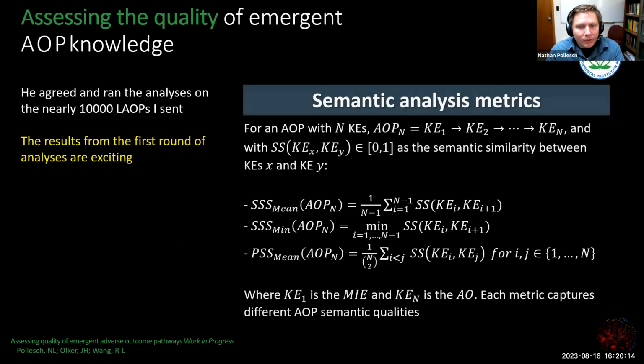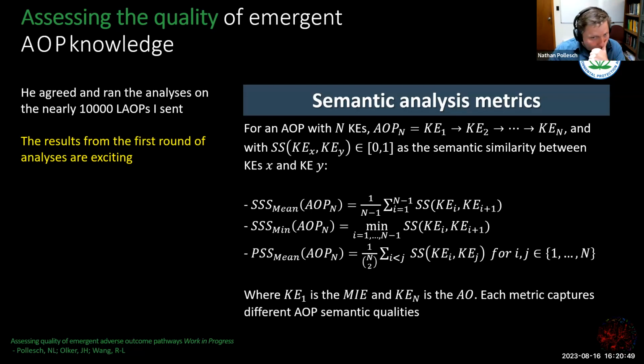So for us, there's a couple of different metrics that we're looking at here. And part of the reason we're doing this is because with semantic similarity, you can look at the semantic similarity score of key events that are sequential or related or directly upstream or downstream from each other, but you can also look at key events that are across the entire AOP, whether they have a KER between them or not. And so part of what we are investigating is which of these metrics actually is most useful for looking at the quality here.